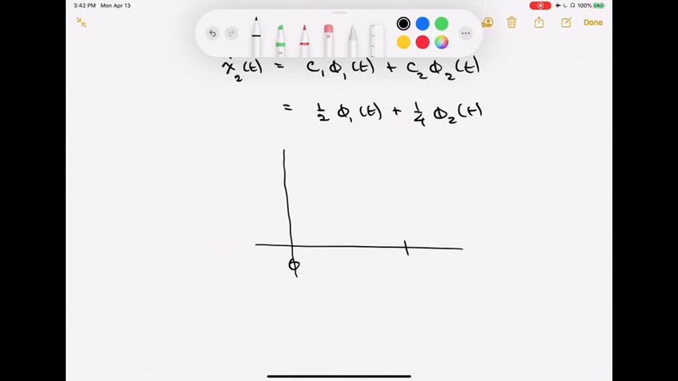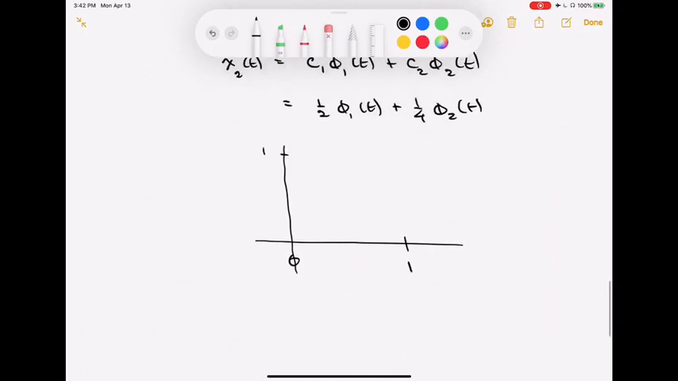So I'm going to be going from 0 to 1. Let's go ahead and put in my original signal. My original signal went from 1 down in a linear way until it hit 0 at a value t equaling 1. So that was my original signal. Now I need to add my two basis function pieces together to get my estimate. I'm going to go ahead and call that estimate x hat 2 of t. I'm going to show it in red.